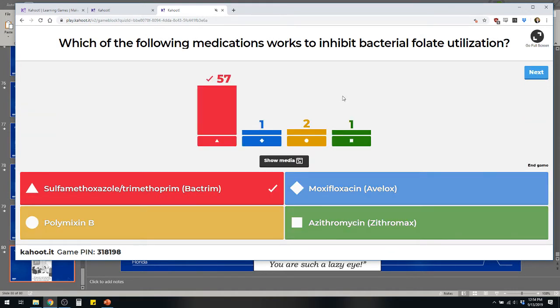So which drug is working through bacterial folate utilization? Most of you got that correct. So we have sulfamethoxazole trimethoprim, otherwise known as Bactrim. Remember, this is working on 2 steps of that pathway, right? So again, it's working in 2 steps to block the cells from utilizing the folic acid.